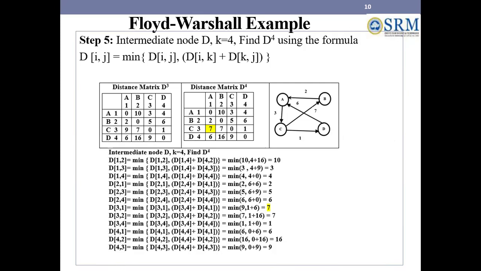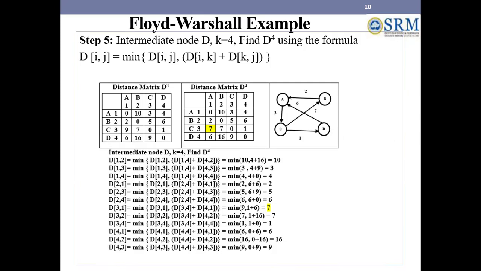This is the shortest path through intermediate node D. So, C to D is 1, D to A is 6. Previously, it was C to B, through B, 9. Now, through D, C to D is 1, D to A is 6. So, 1 plus 6 is 7. That is the shortest distance between C and A through node D, not B. Okay, this is 7. 7 is the new value.